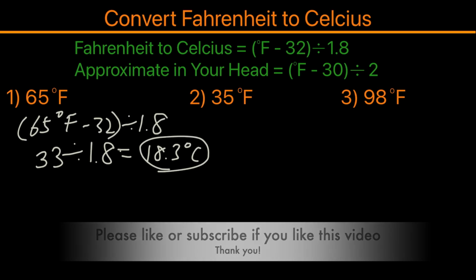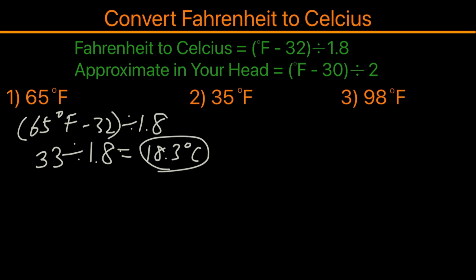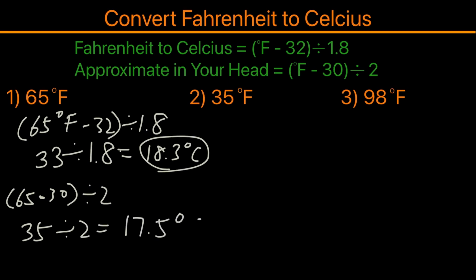Now, if you're doing this in your head, and we're going to do the approximation, we would take 65 minus 30, because you can kind of do that in your head. 65 minus 30 is 35. And then divide by 2, it will be 17.5 Celsius. Now, it's a small difference between 18.3 and 17.5, but the 17.5 kind of gives you an idea of what the Celsius value is.